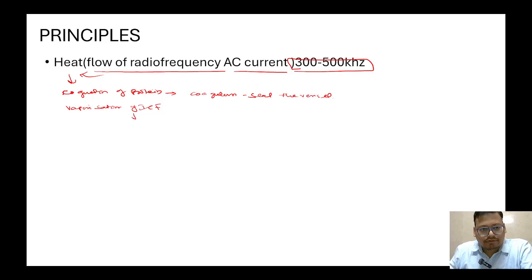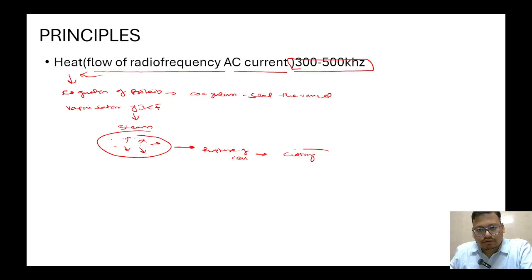And with vaporization of ICF, the intracellular fluid, there will be production of steam. This steam will increase the pressure inside the cell, and it will lead to rupture of the cell. That will lead to cutting mode, and the sealing of vessel is thus called coagulation of vessel.